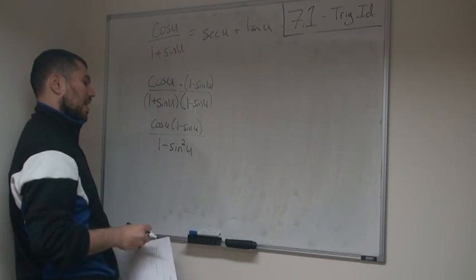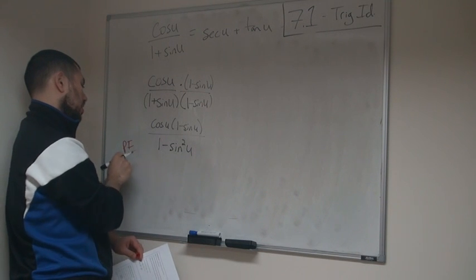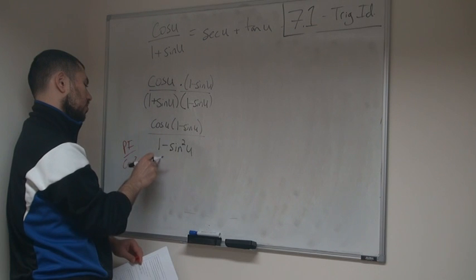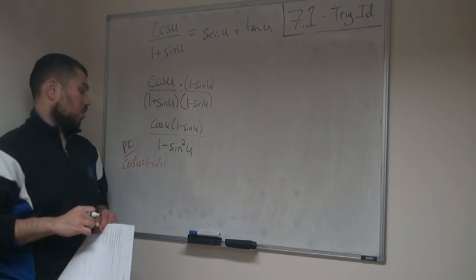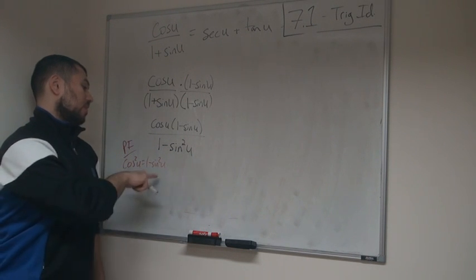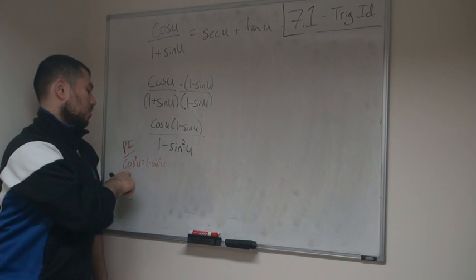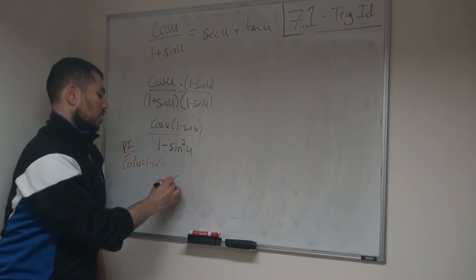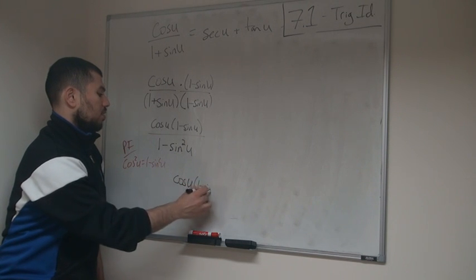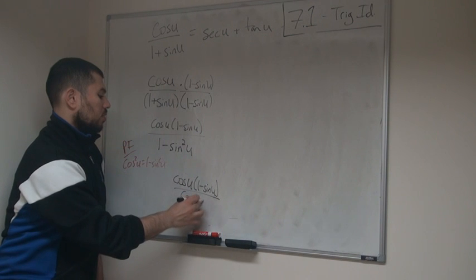Well, using our Pythagorean identity, we already know that cosine squared u would be 1 minus sine squared u. Because cosine squared plus sine squared equals 1. So if I move the sine squared over to the other side by subtracting from both sides, I can replace this with a cosine squared. So cosine u times 1 minus sine u would be over cosine squared u.